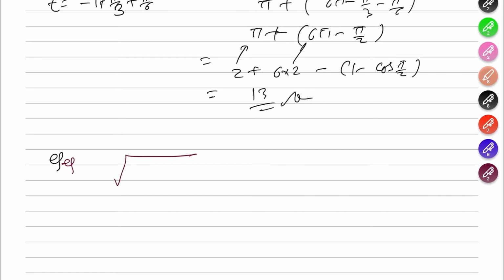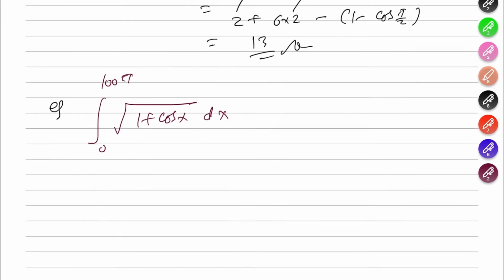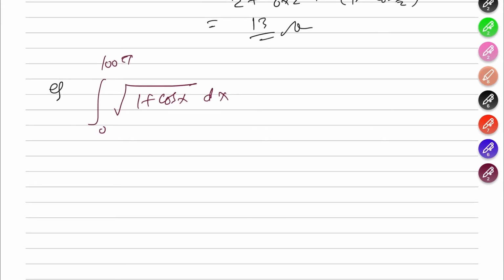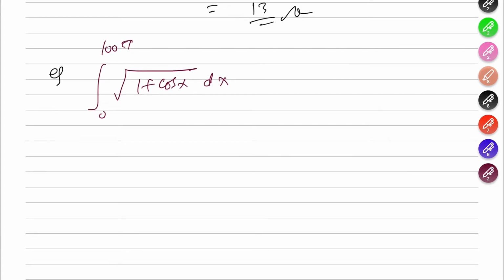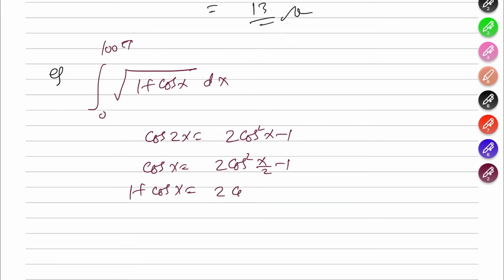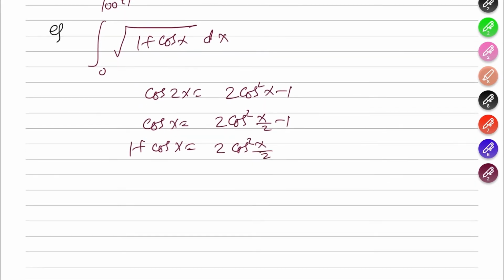So let's take one more example. The integral from 0 to 100 pi of root of 1 plus cos x dx. Okay, so how do we solve? It's not a modulus function, but still if you look at this problem, it's convertible into a modulus function. How? We know that cos 2x is equal to 2 cos square x minus 1. So cos x is equal to 2 cos square x by 2 minus 1, so 1 plus cos x is equal to 2 cos square x by 2.